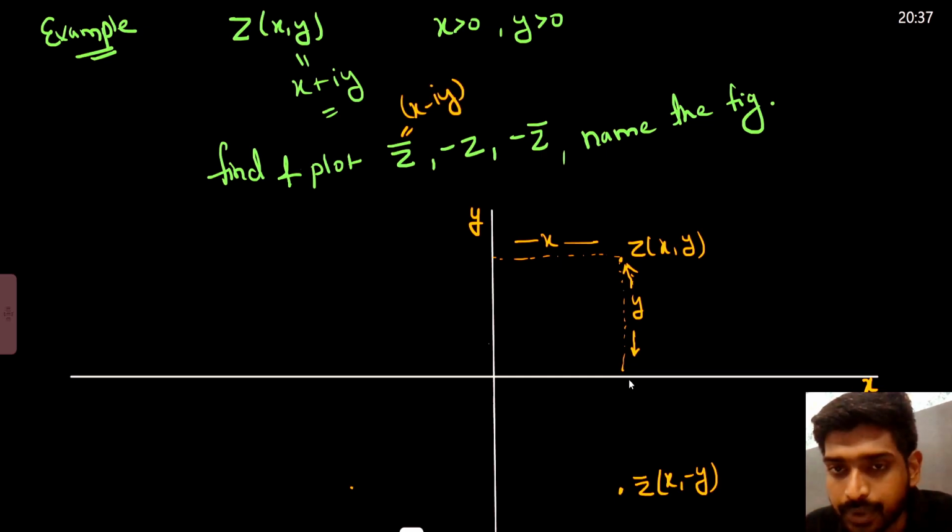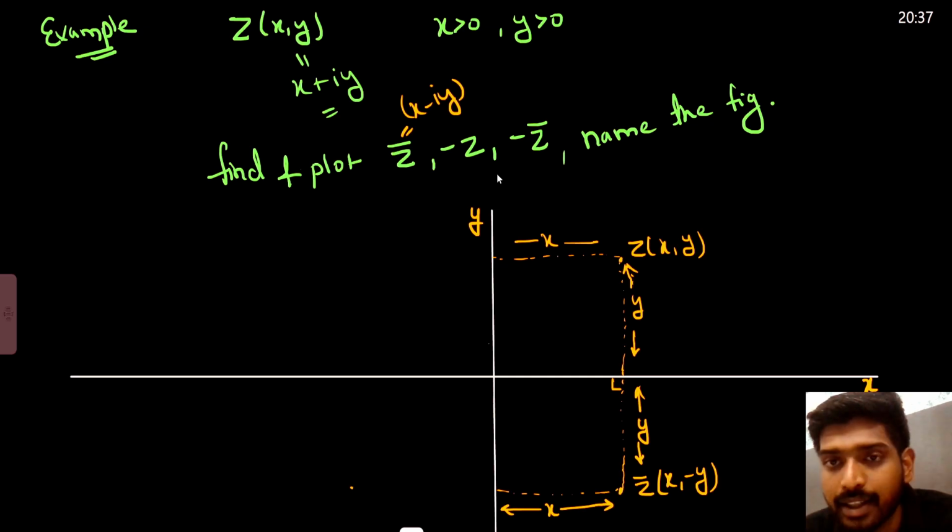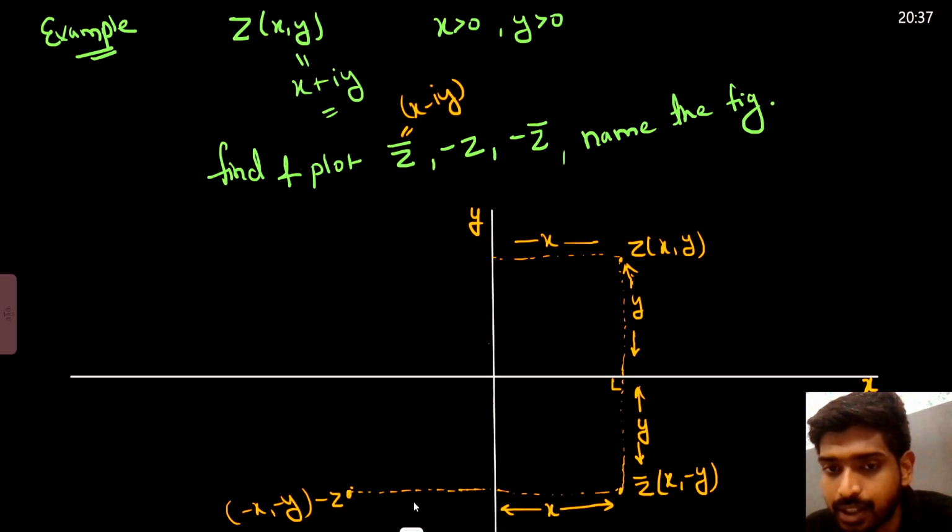Got it? So what is this length? This length will be equal to y only. And this length is equal to x. Got it? Now next, where is minus z? If z is here, then minus z will lie in the third quadrant. Yes or no? Because minus z means minus x comma minus y. Both will become negative. And again, this distance is x and this distance is y.